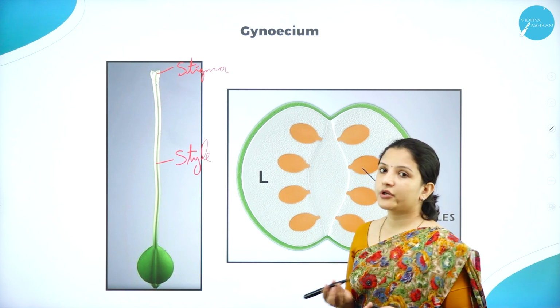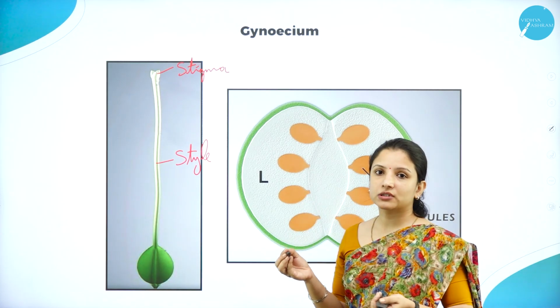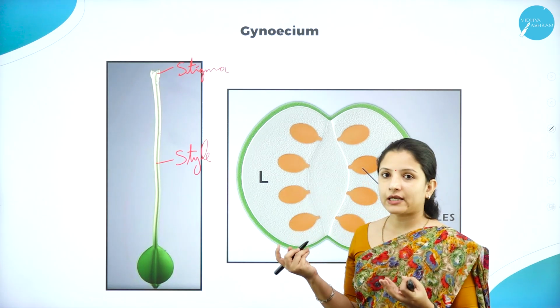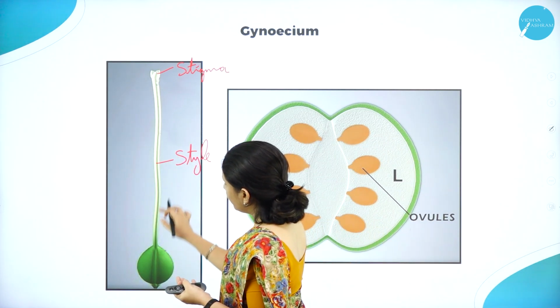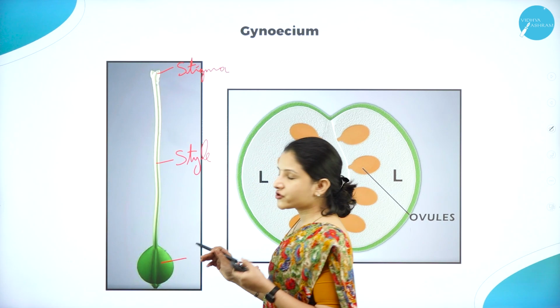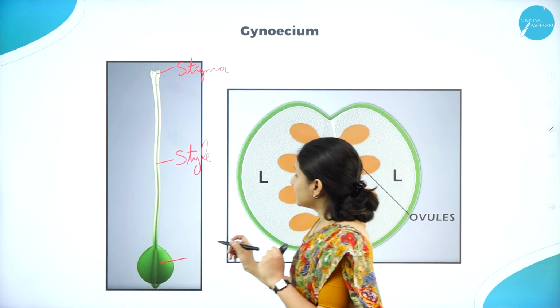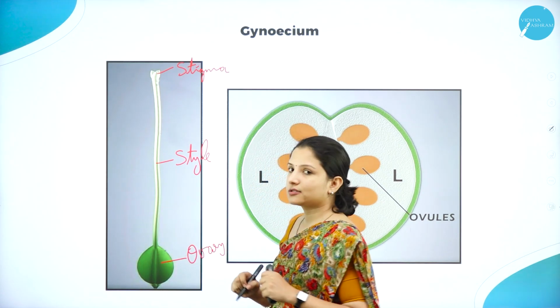Easy to remember: a stylus is a pen used on computer screens, and that is also thin and slender, right? Just like that, the style is thin and slender. At the base of the style there is a bulged, swollen part, which is called the ovary. Now, what is inside this ovary?